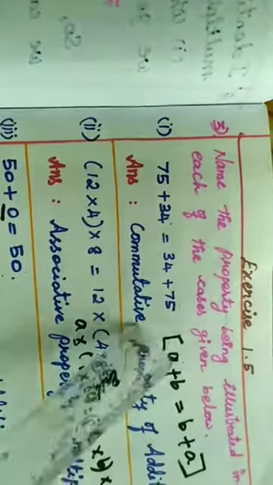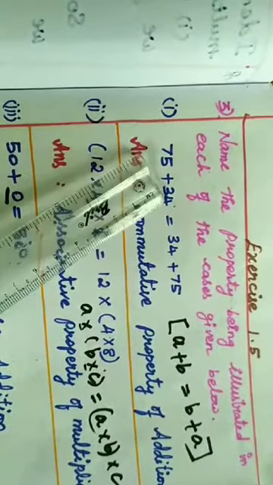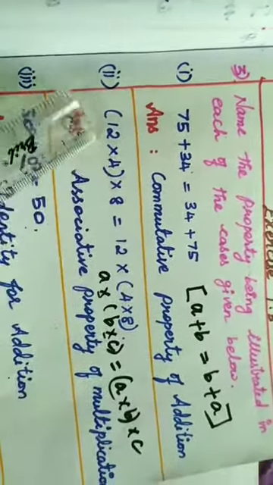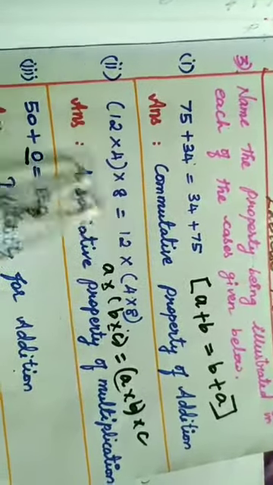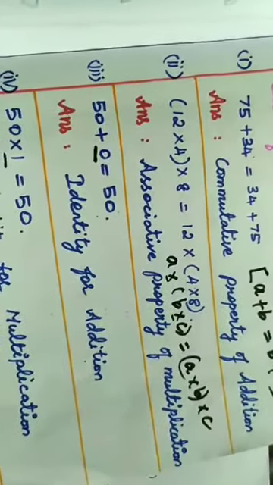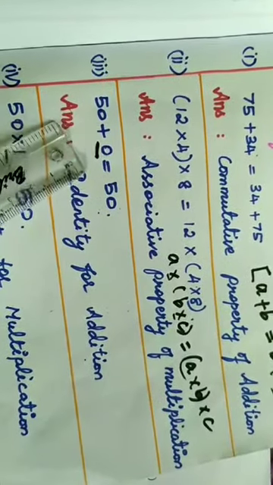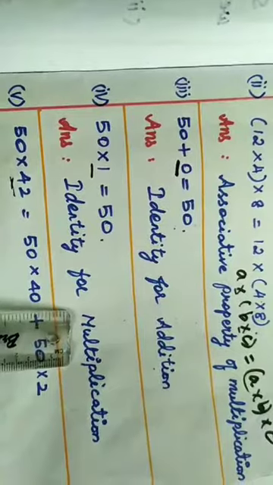Let's see now exercise 1.5. Name the properties. 75 plus 34 equal to 34 plus 75. It is the commutative property of addition. If you have 3 numbers in the condition, the property name is associative property. Next, 50 plus 0 equal to 50. 0 is the identity for addition. 1 is the identity for multiplication. Keep it in your mind.